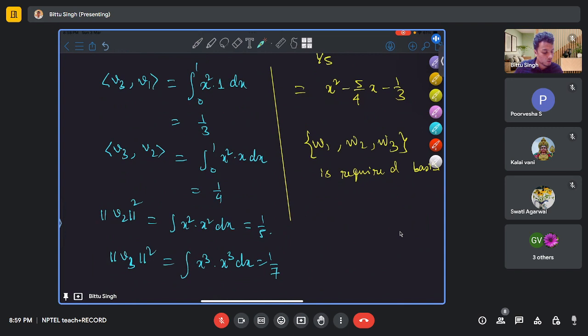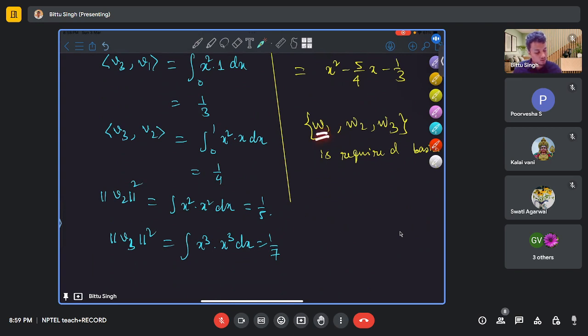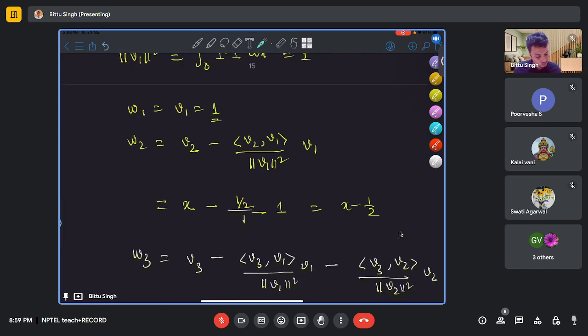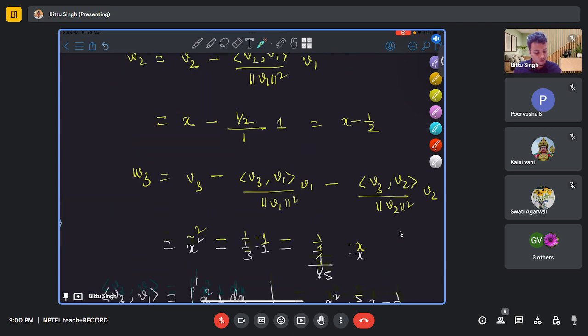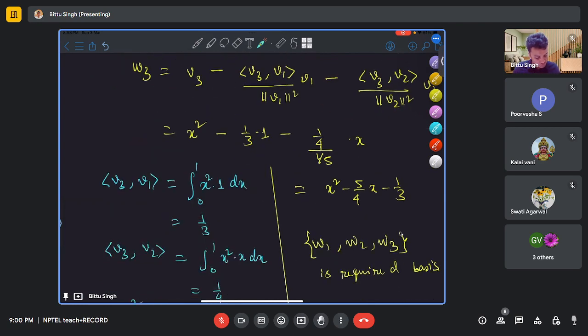And to find an orthonormal basis, what will be the next step? Divide everything by their norm. Divide W1 by the norm of W1. The norm of W1 is actually 1. Divide W2, this x minus half, by the norm of W2.